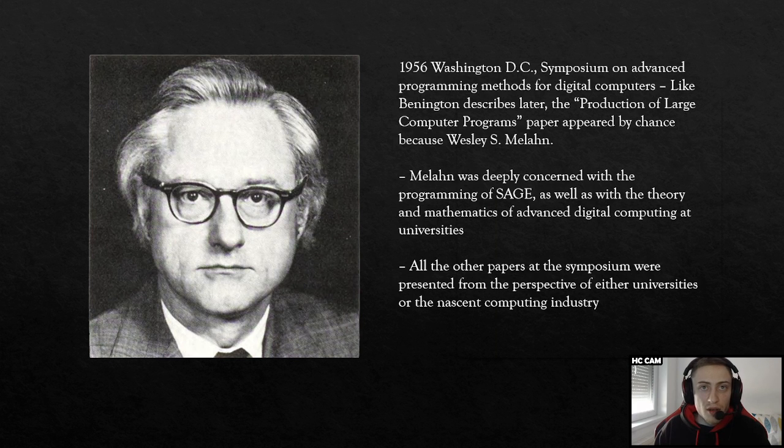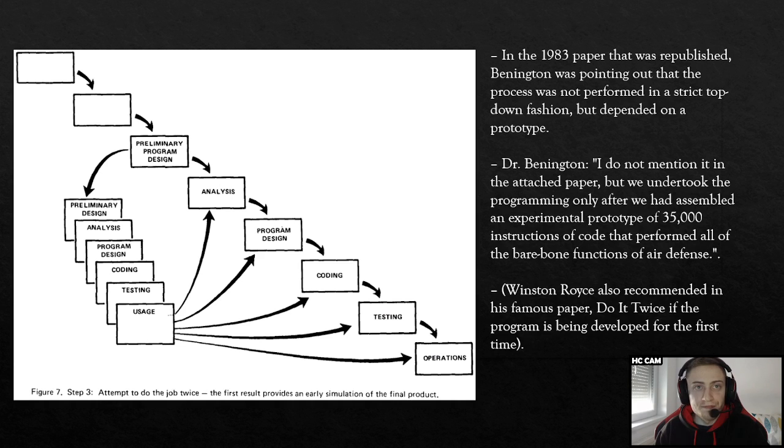The Sage development model came into the discussion at the Symposium on Advanced Programming for Digital Computers. It was Mellon who was deeply concerned with the programming of Sage. He probably wanted to have some feedback from that, but in essence, it was Bennington's paper that was presented at that symposium that included this model. What you see on this slide is Dr. Bennington, who worked on developing the prototype software for the Sage system.